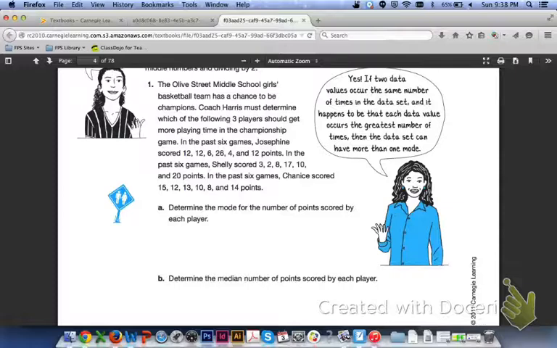As a basketball coach myself, I know that it's really important to know who is playing well at a different time, so you always have that hot hand in the game. So obviously a question for Coach Harris as well. Problem A says, determine the mode for the number of points scored by each player, and determine the median number of points scored by each player is letter B. So go ahead and do those right now. When you're done, unpause the video.